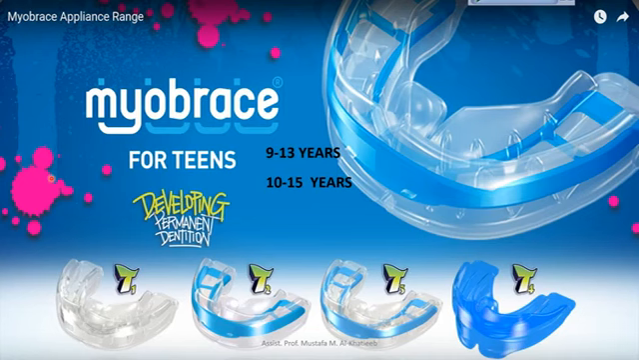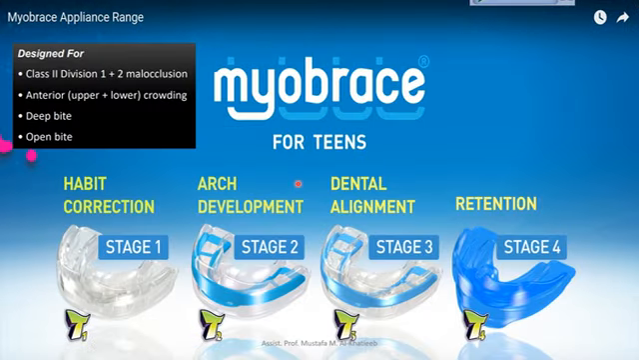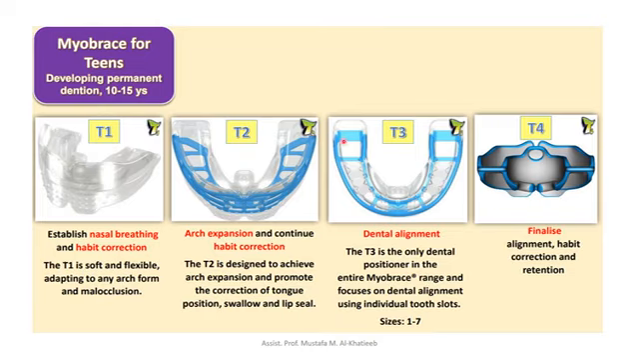The Myobrace for Teens is usually used between 9 to 13 years in females and 10 to 15 years in males, and it is divided into 4 stages from T1 to T4. The Myobrace for Teens is designed for Class 2 Division 1 and 2, anterior crowding, deep bite and open bite. T1 is usually for habit correction, T2 for arch development, T3 for dental alignment, and T4 for retention.